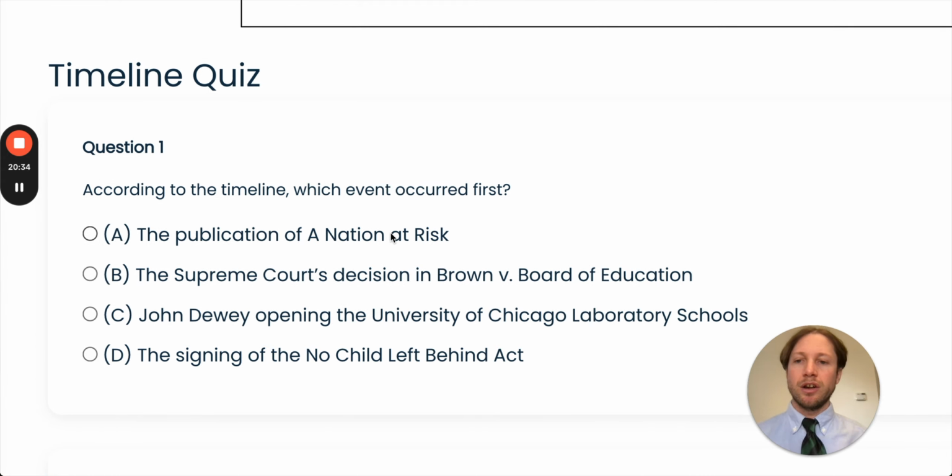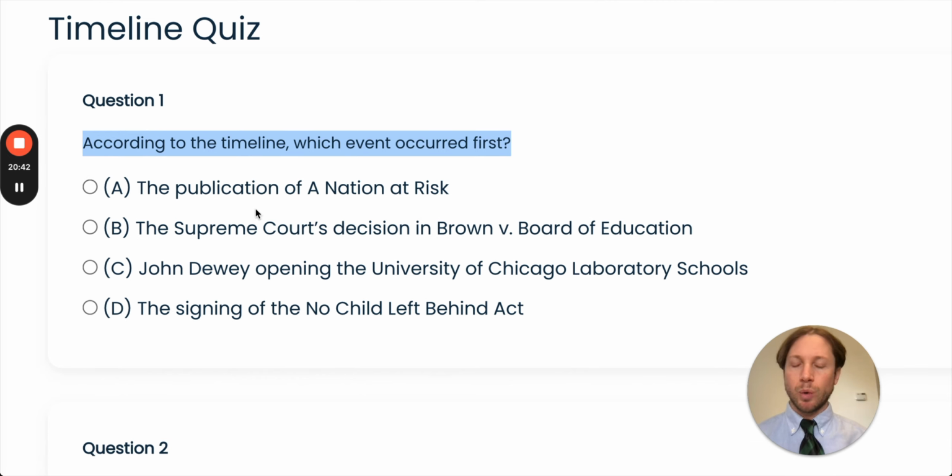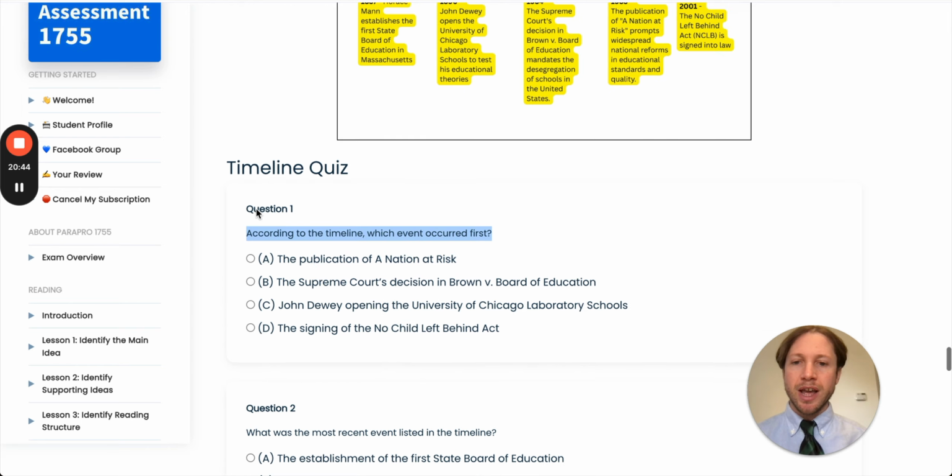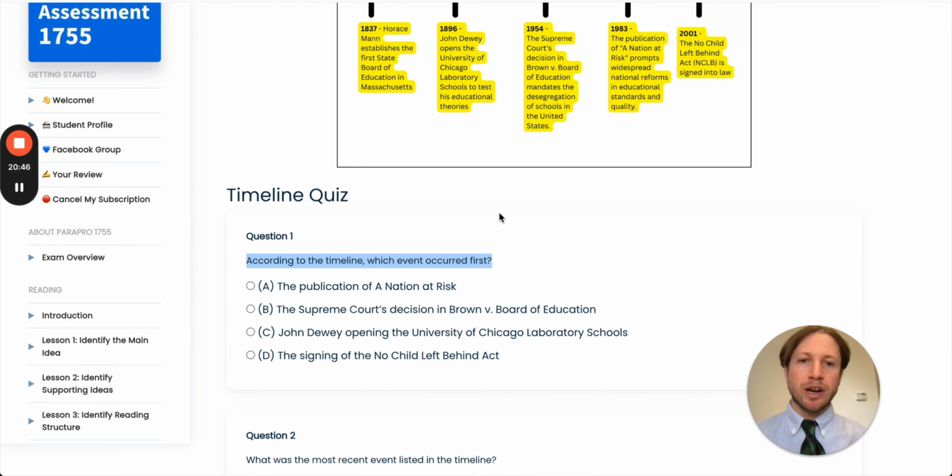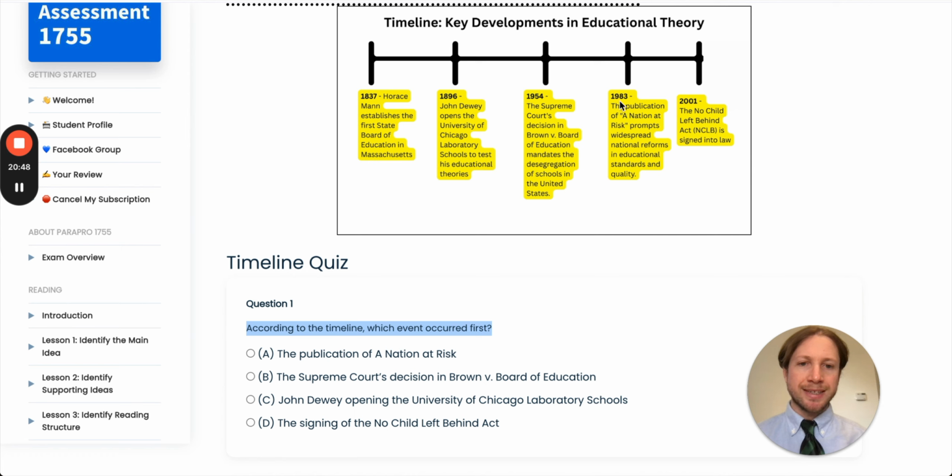Question number 1 reads, according to the timeline, which event occurred first? Okay, so letter A, A Nation at Risk, could be, that's 1983. Letter B, Supreme Court, that was actually before, so it's going to be B over A. Letter C, John Dewey opens the Chicago laboratory schools, that was before the Supreme Court, so we're going to mark C.